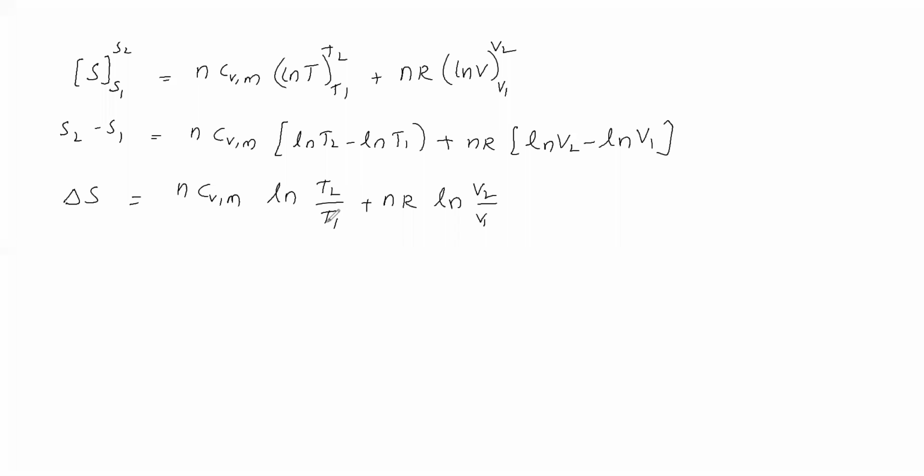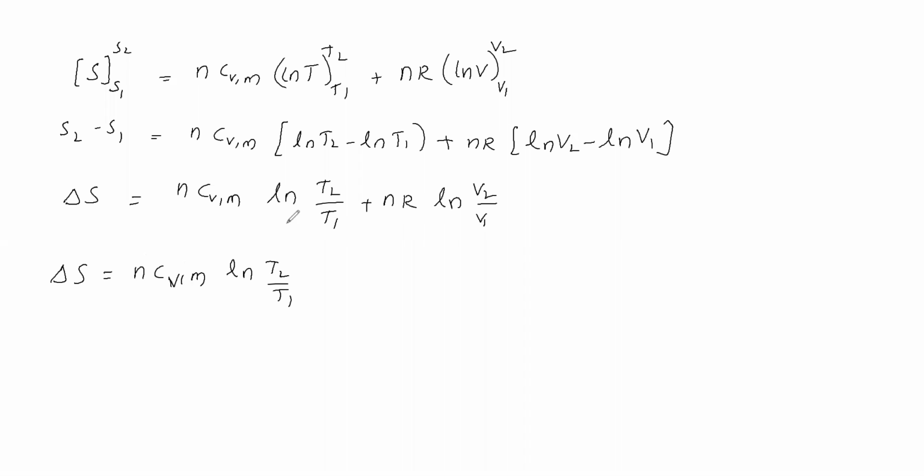If you take volume as constant, this term vanishes. Therefore, delta S is equal to n CVm ln T2 by T1.